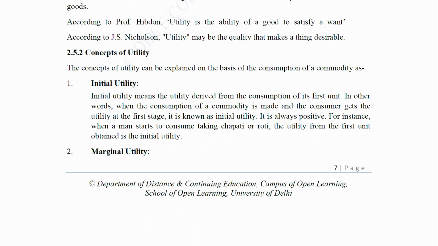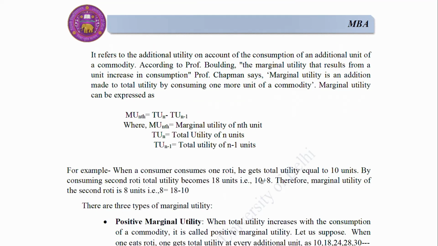Second, marginal utility. It refers to the additional utility on account of the consumption of an additional unit of a commodity. According to Professor Boulding, the marginal utility is that which results from a unit increase in consumption. Professor Chapman says marginal utility is an addition made to total utility by consuming one more unit of a commodity. Marginal utility can be expressed as: marginal utility of the nth unit equals total utility of n units minus the total utility of n minus 1 units.